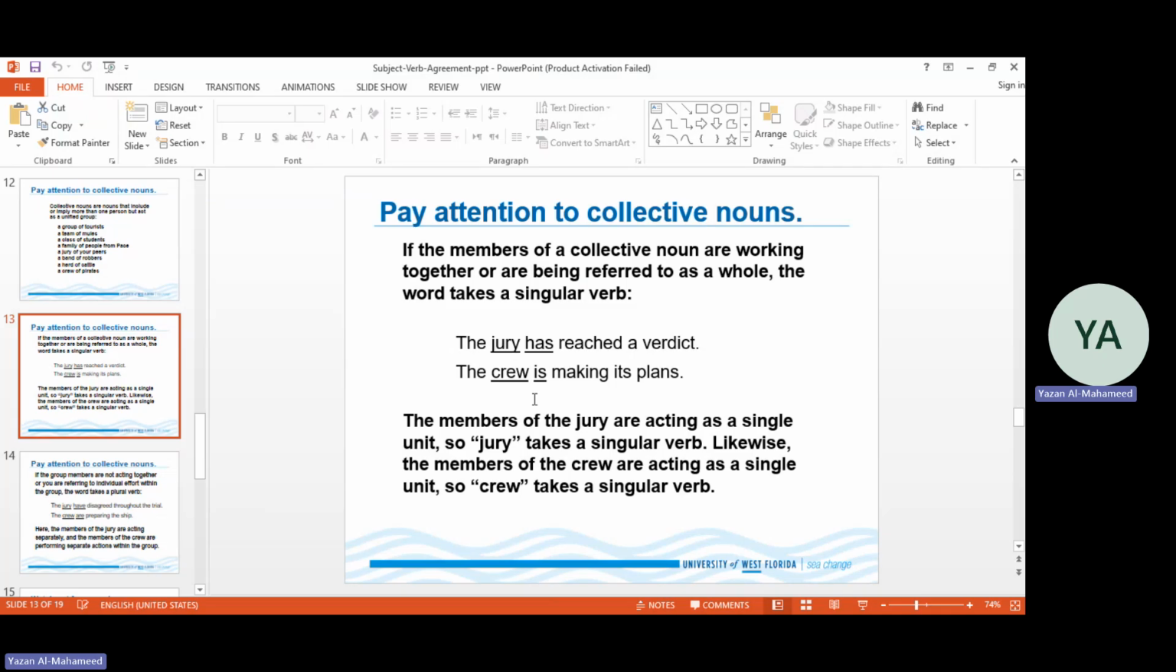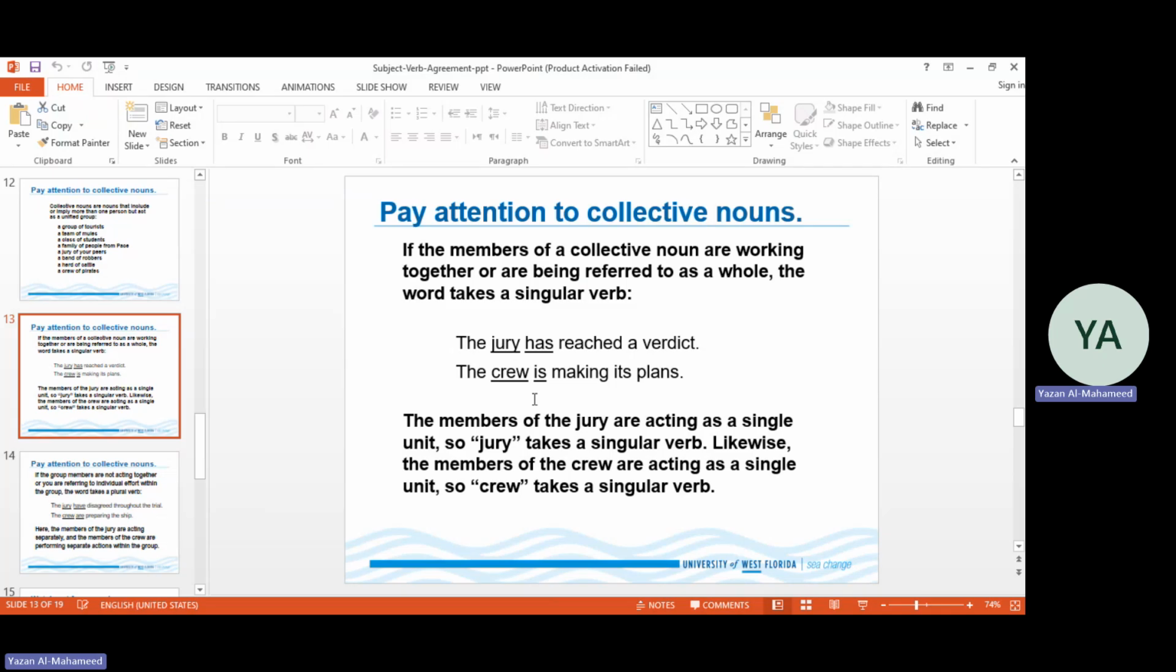In other words, if we refer to the entire group as one unit, then in this case we use singular verbs. But if we refer to every single person or item within the unit, then in this case, we what? We use a plural verb with the collective noun.